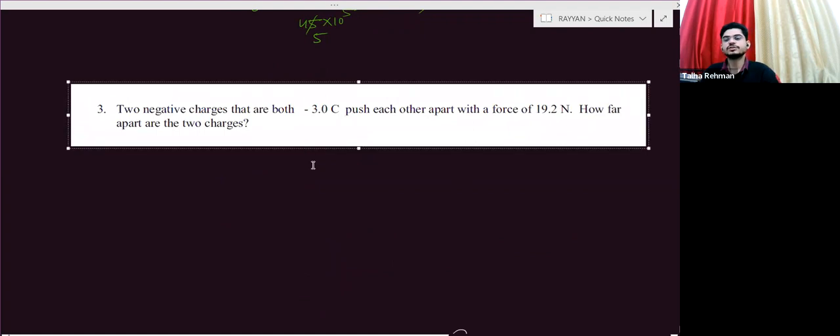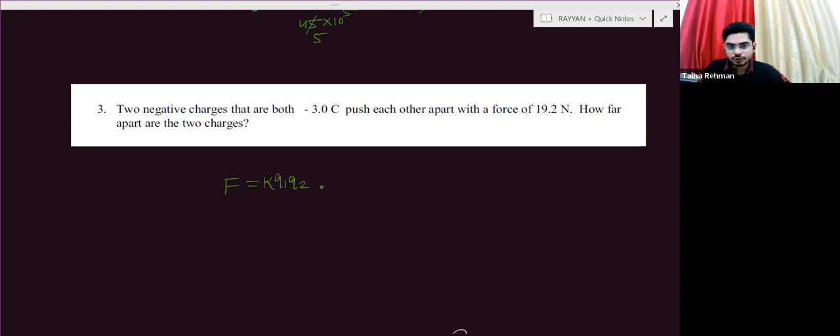So this is your third question. In this question, this is again the same question. But which formula you will apply? F is equal to K Q1 Q2 divided by D square. D square or R square also you can write. And what is the value of the K? 9 into 10 to the power 9.